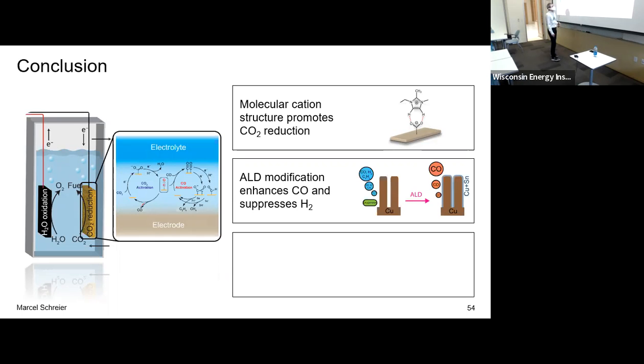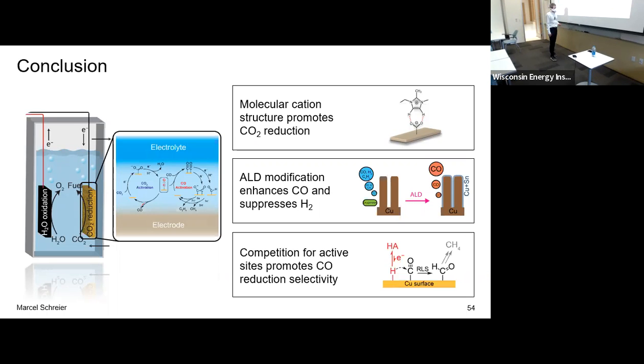I've shown you how we can use precise modifications of the surface of electrode materials to control the selectivity of CO2 reduction reactions between the production of hydrogen and carbon monoxide. And I've shown you how we can use fundamental mechanistic insights to understand how the competition for active sites between H and CO controls the selectivity for the production of methane as well as ethylene.